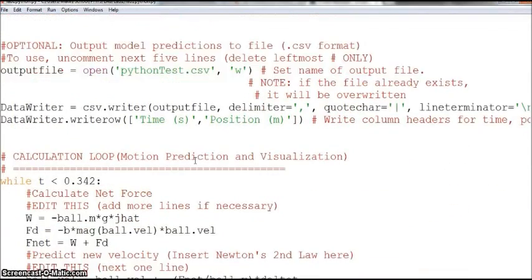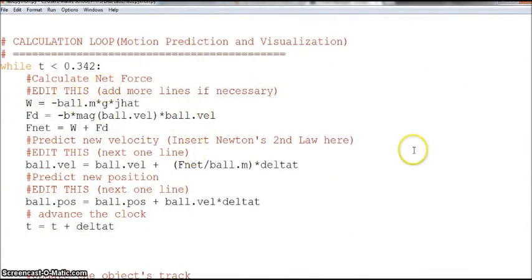In the actual loop part of our code where it keeps predicting the motion, we've got the net force equals the force of the weight, which is the force of gravity, plus the force of drag. The force of weight is in the same direction as the motion of the ball, but because in my system it was moving in the negative y, this is also negative. And as you can see, I've got the mass of the ball times the gravitational constant, and this is just a unit vector so that it moves in the y direction.